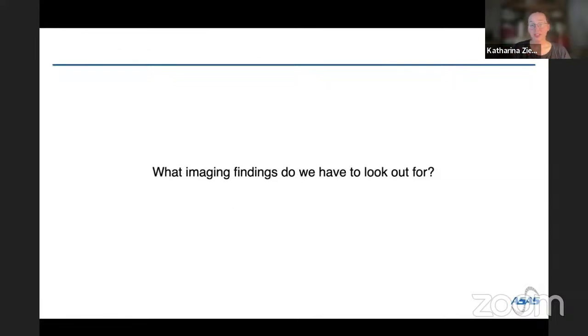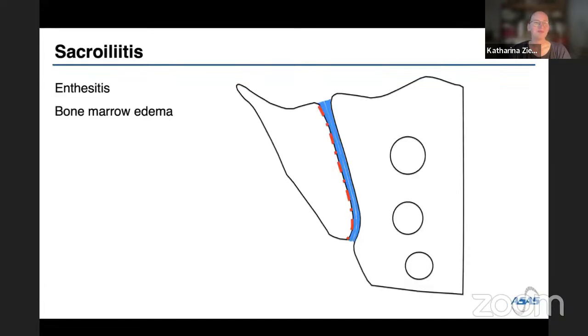So what imaging findings do we have to look for? I'm a radiologist, so I want to talk to you about imaging findings. And before we get into that, I would just like to do a very quick recap of what we would consider inflammatory imaging lesions and what would be more degenerative imaging lesions.